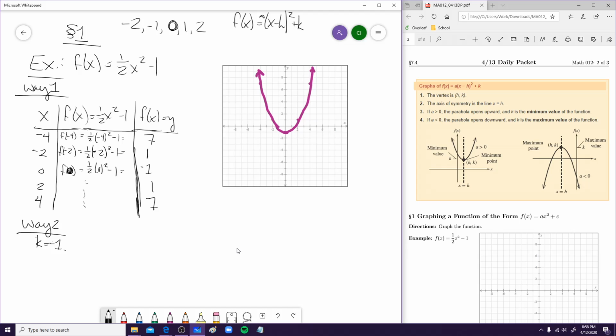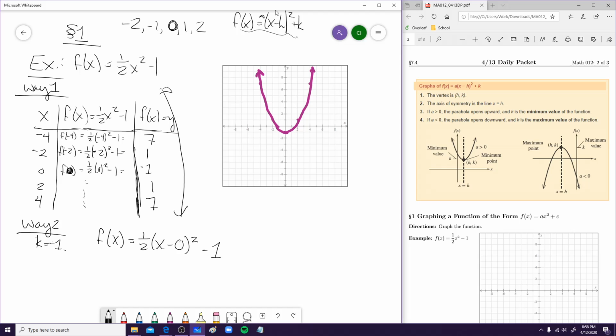How else can I rewrite? So we have (x minus h) quantity squared, but over here I only have 1/2 x squared. So how can I rewrite this to make it look like this? Another way to write f of x equals 1/2 x squared minus 1 is the same as 1/2 (x minus 0) quantity squared minus 1. This and this, they are the exact same. Why? Because x minus nothing is still x, and I'll still get x squared and then 1/2 x squared. So these are the exact same. This is just rewriting it so it looks like our general form.